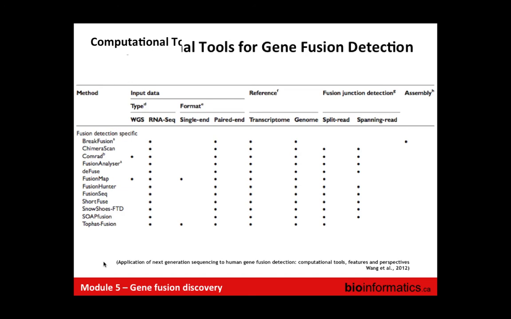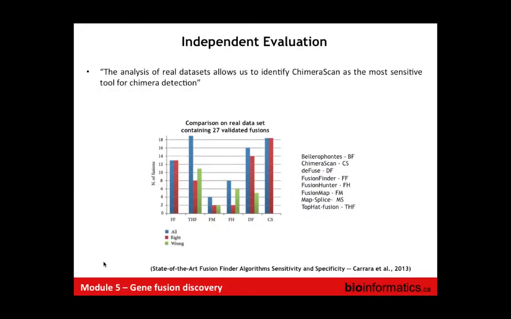I think we have a comparison here. This was actually not from Chris's lab; someone else did this analysis, called State-of-the-Art for Fusion Finding Algorithms, Sensitivity, and Specificity. They looked at a set of 27 validated fusions in a data set and compared many of the fusion finders on the last slide. And they actually found that ChimeraScan was one of the best.